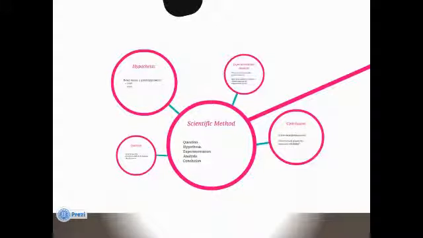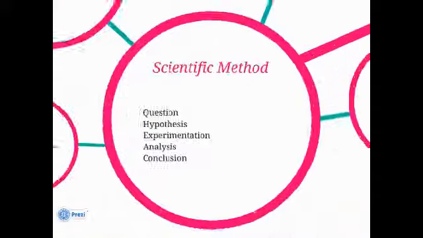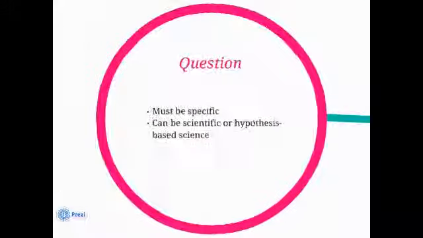So the scientific method has really 5 main steps. First, we have to come up with a question, and then a hypothesis. Then we'll experiment and analyze the data and form a conclusion. So starting with the question.